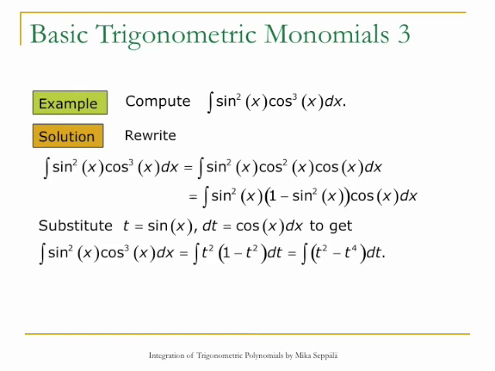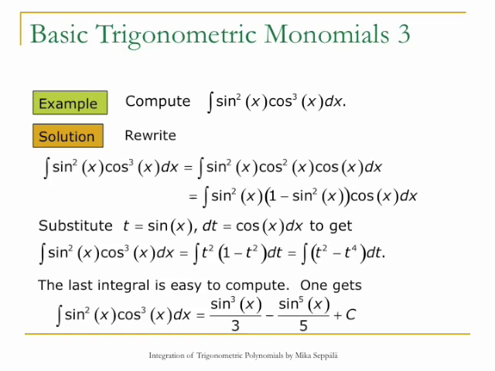This is the integral of t squared minus t to the power 4 dt. This last integral is easy to compute. It is simply t cubed over 3 minus t to the power 5 over 5 plus the constant of integration. Returning back to the original variable, one gets that the integral of sine squared of x times cosine cubed of x dx is sine cubed of x divided by 3 minus sine to the power 5 of x divided by 5 plus the constant of integration.